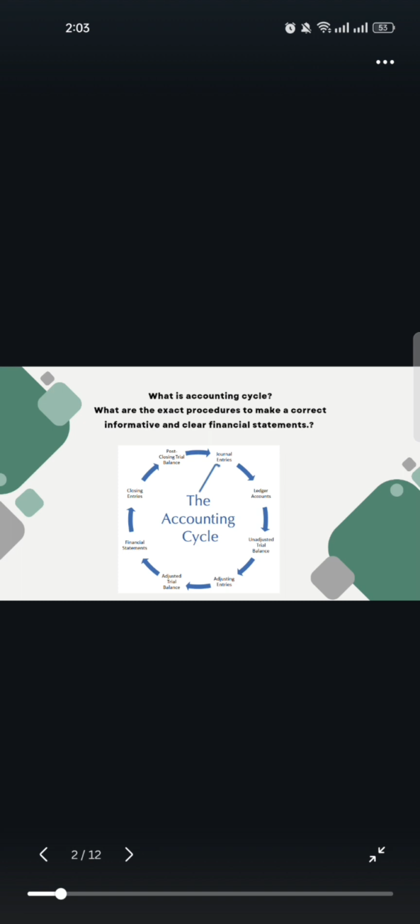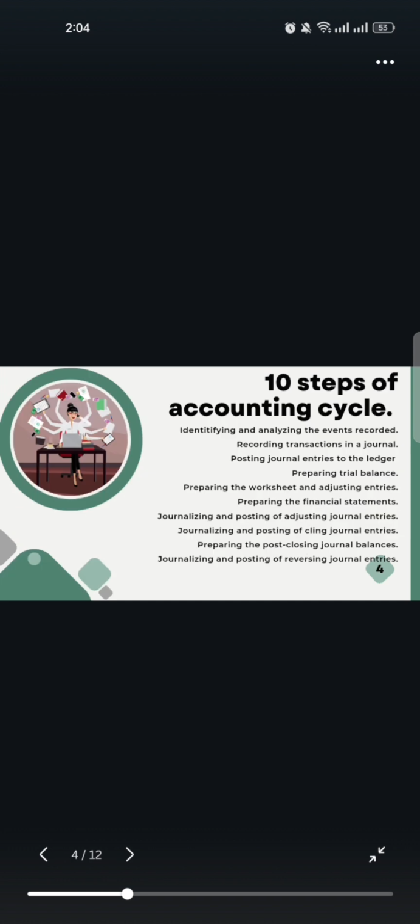Before we dive into the details, let's start with the definitions. What is the accounting cycle? The accounting cycle is a systematic series of steps that businesses follow to maintain accurate financial records. It also ensures the reliability of financial information and aids in the preparation of financial statements. Now, let's break down the accounting cycle into its steps and explore each one in more detail.